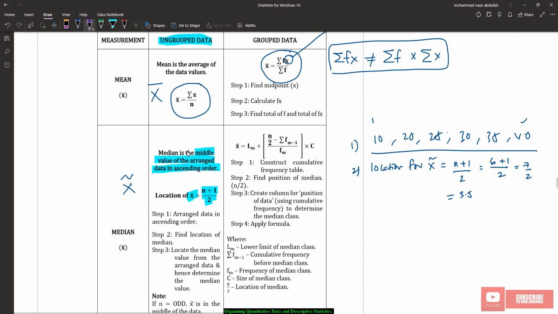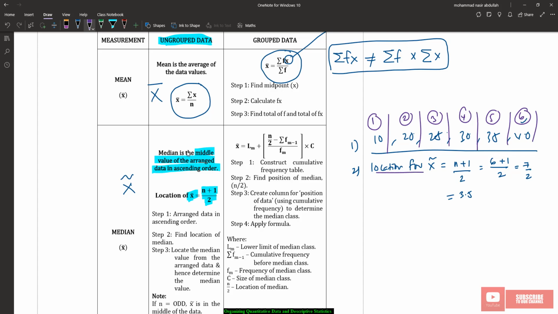Before we start calculating the value of median, in the first step, when we have already arranged data in ascending order, we need to position the values. This is position number 1, 2, 3, 4, 5, and 6. Right? This is the important part. If you're not listening to this lecture, I don't think you can get it. When you're not paying attention, I don't think you can get it. So this is position number 1, 2, 3, 4, 5, 6.